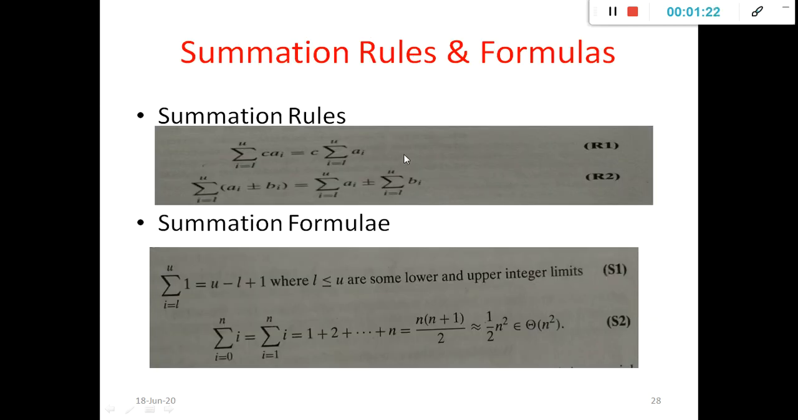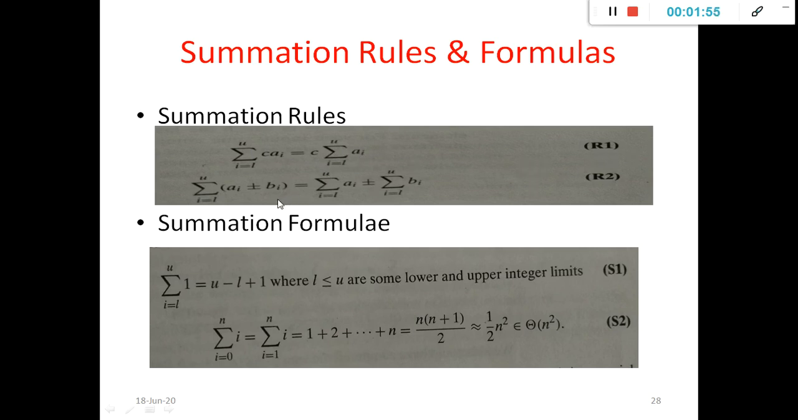Here are two well-known summation rules and formulas we are using for mathematical analysis of non-recursive algorithms. The first one is called the summation rules. The first summation rule: the summation of a constant c times the term ai, from the lower bound L to upper bound U, is expressed by taking the constant out: c times the summation of i equal to L to U of ai. This is called rule 1.